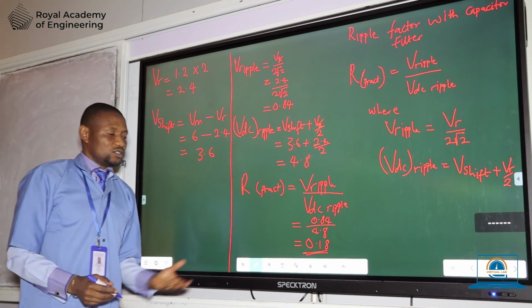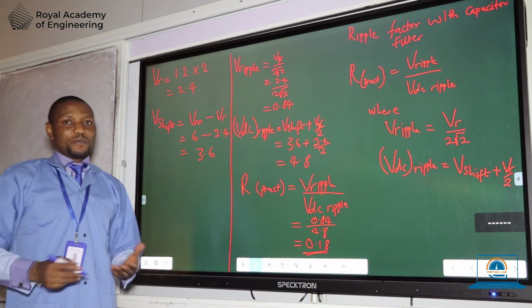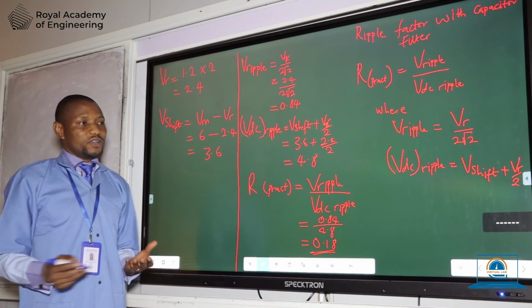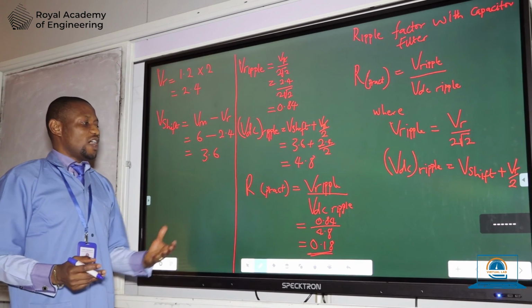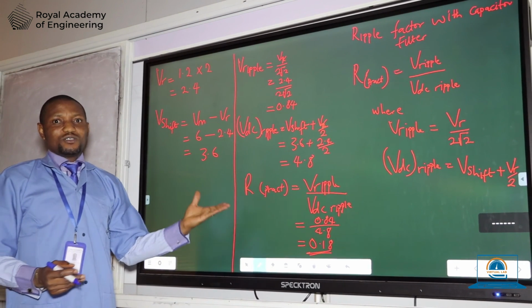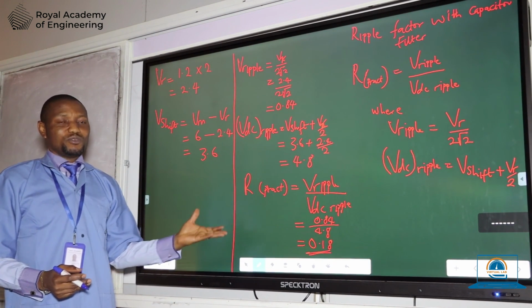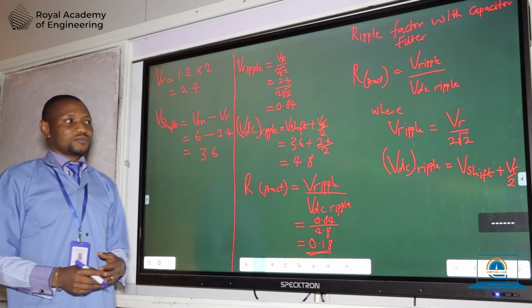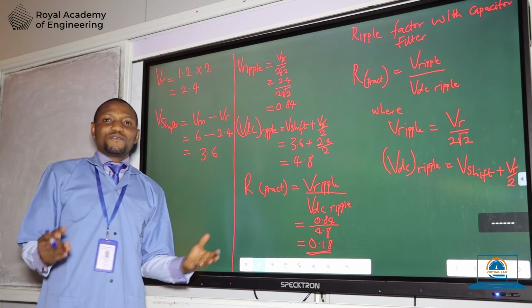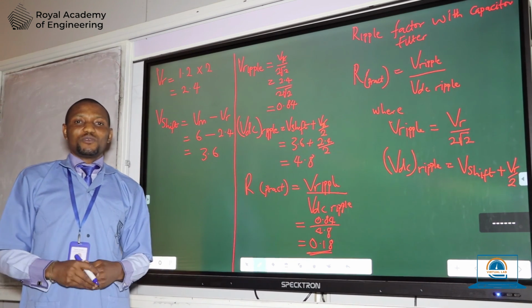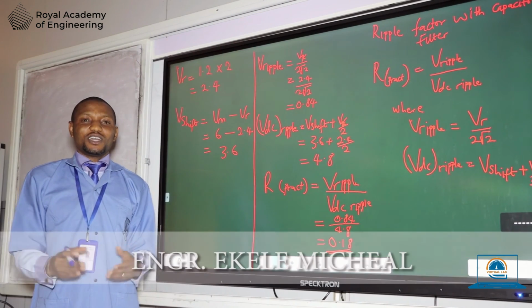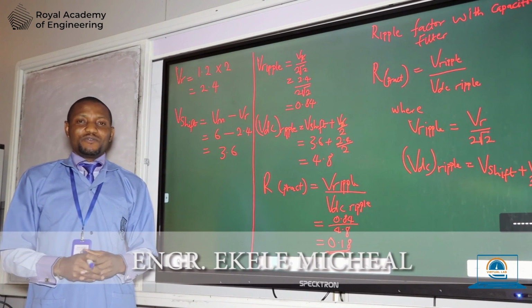Students are advised to use different values of capacitor and different values of resistor in this particular experiment to see how well you can reduce ripples in a circuit. We also have laboratory questions that you answer at the end of this laboratory, which will make you to understand this lab very, very well.